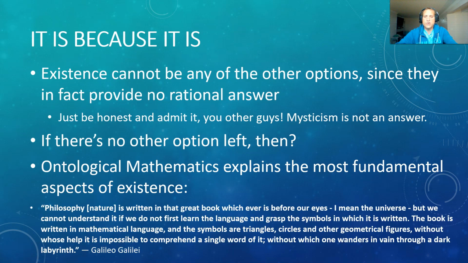So let's go to this quote from Galileo Galilei. Really great quote, which makes the point. Philosophy, which in his time meant talking about nature, is written in that great book which ever is before our eyes, I mean the universe. But we cannot understand it if we do not first learn the language and grasp the symbols in which it is written. The book is written in mathematical language, and the symbols are triangles, circles, and other geometrical figures, without whose help it is impossible to comprehend a single word of it, without which one wanders in vain through a dark labyrinth. So that's a really wonderful quote, which really makes the point.